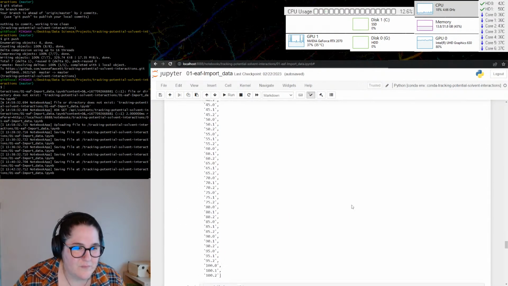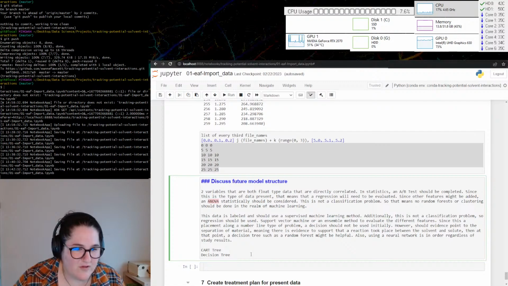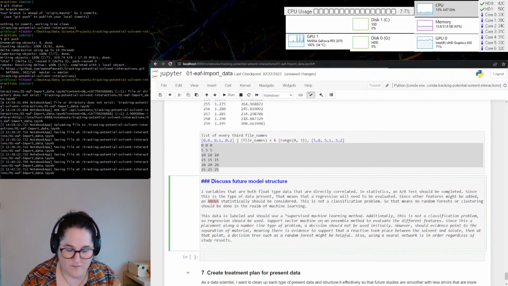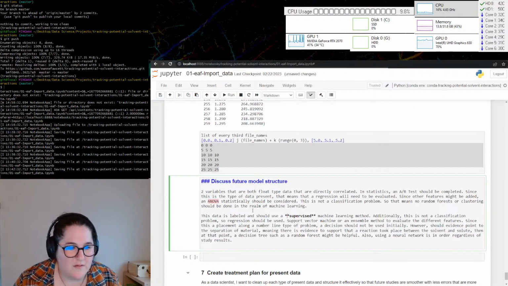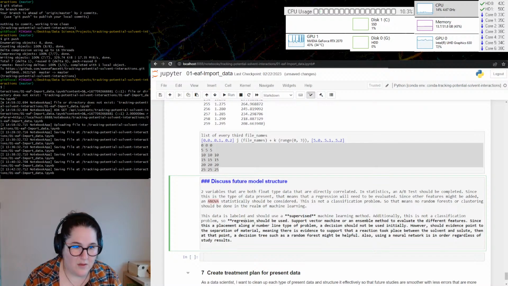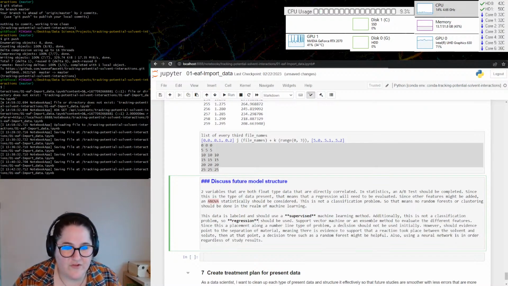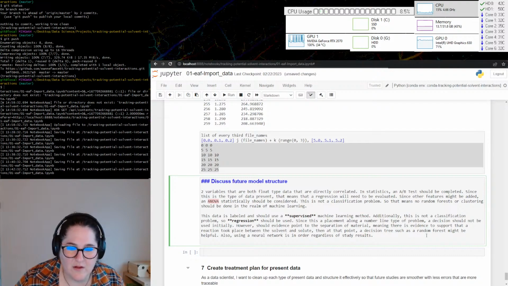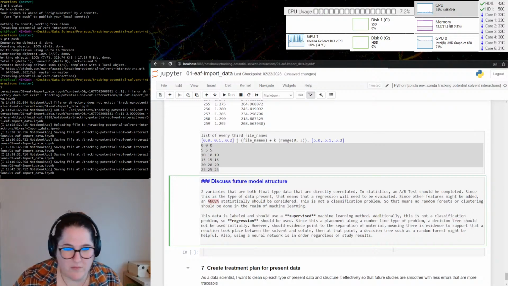So here, as far as discussing the model and structure, it's labeled. We should use supervised machine learning, and let's actually get that bolded here. And we want to use a regression. Support vector machine or an ensemble, let's actually swap this up a little bit, because those are kind of like the end ones. Let's see what happens first. Since this is a placement along a number line type of problem, a decision tree should not be used initially.